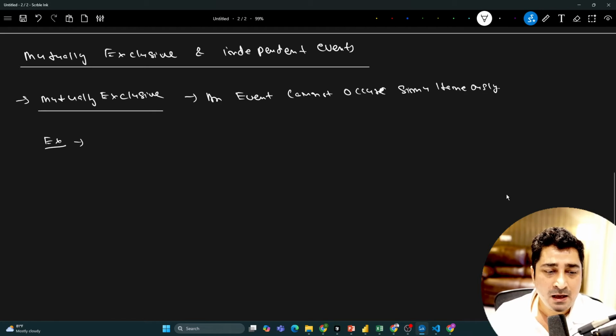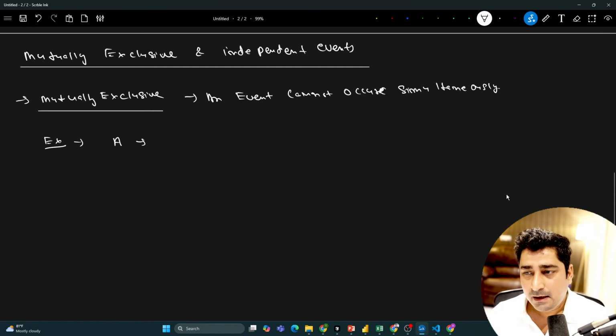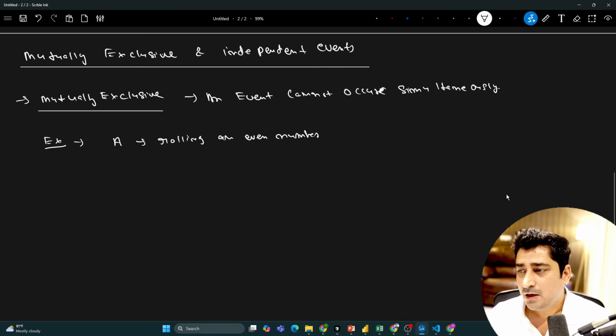So for example, if I'm trying to roll a dice. Let's suppose there is an event A, and in event A I'm trying to find an even number. So when I roll the particular dice, event A is rolling an even number. So what could be the outcome? Outcome-wise, I can get 2, 4, or 6 as an even number.